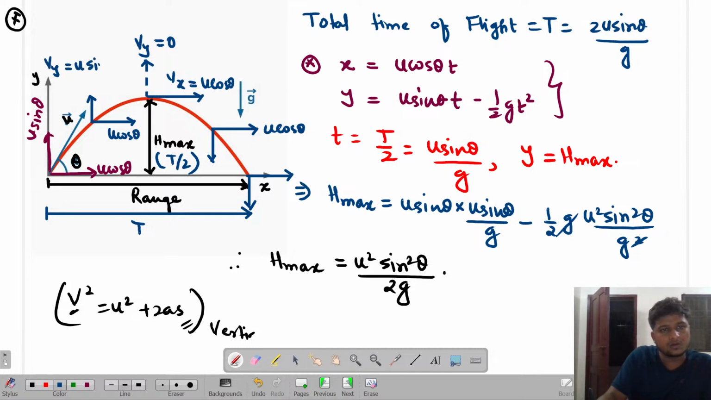Tell me one thing, what do you mean by maximum height? After maximum height, you only tell me how a particle will change a direction.